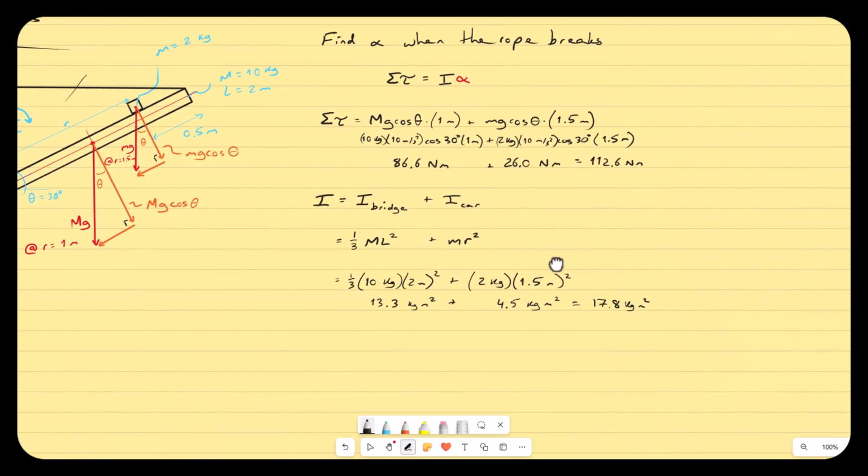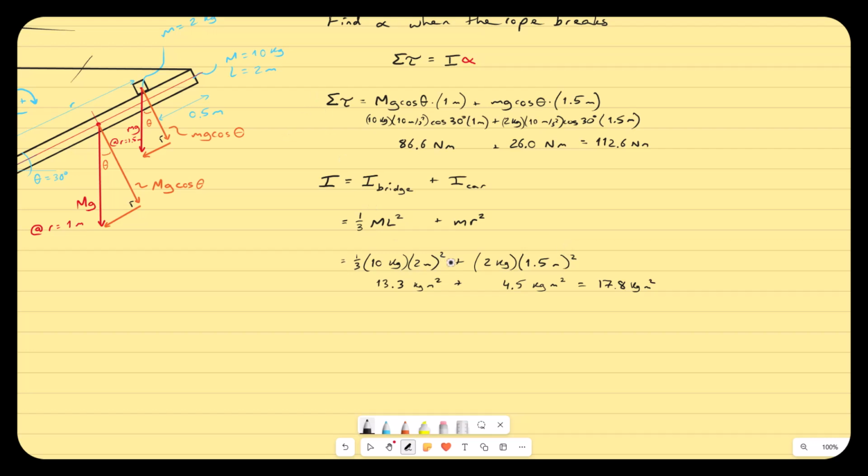And now I'm ready to go. My sum of torques is equal to I times alpha, so my alpha is sum of torques over I. I'm going to get 112.6 newton meters over 17.8 kilogram meters squared, and that gives me 6.3 radians per second squared.